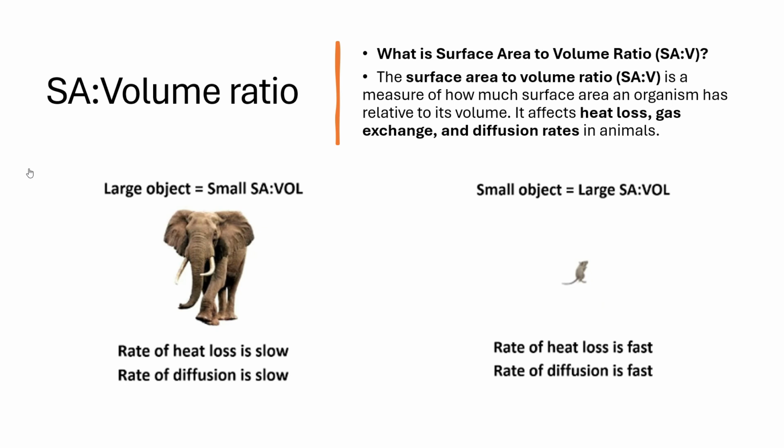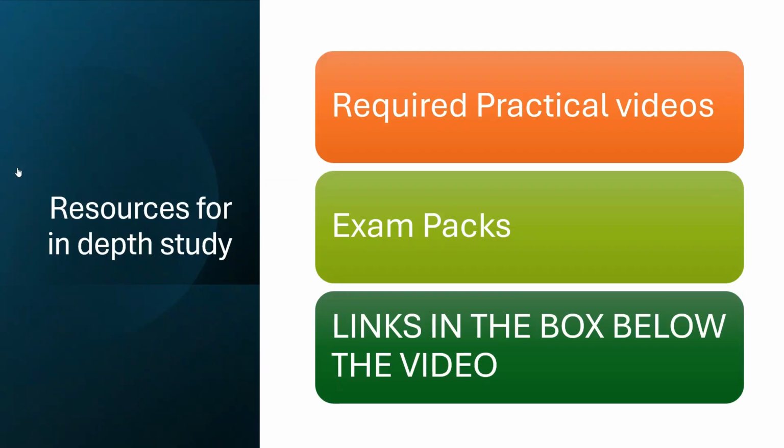So in a large object like an elephant, it has a smaller surface area to volume ratio, so the rate of heat loss is slow, rate of diffusion is slow. Small objects such as this mouse has a large surface area to volume, rate of heat loss is fast, rate of diffusion is fast.